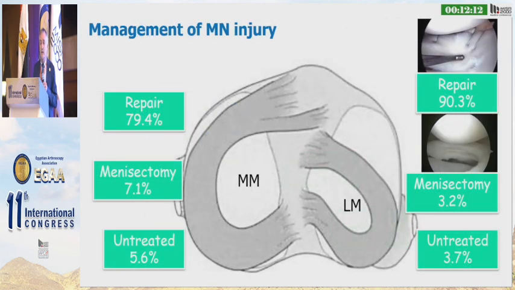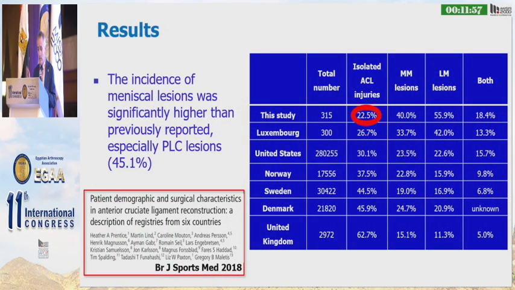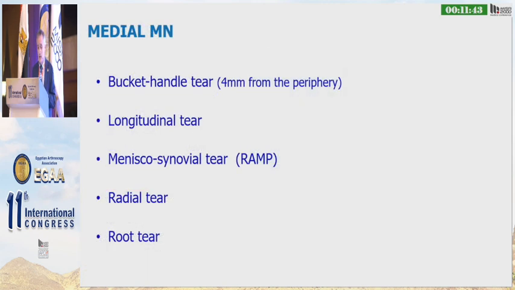Regarding the treatment of these lesions, most of them, as you can see, have been repaired, at least on the lateral side. On the medial side, when you have a central lesion, it can sometimes be difficult to make it heal properly. If we compare those data to the literature, isolated ACL injury is probably relatively rare nowadays. Most of these injuries are concomitantly associated with meniscal injuries.